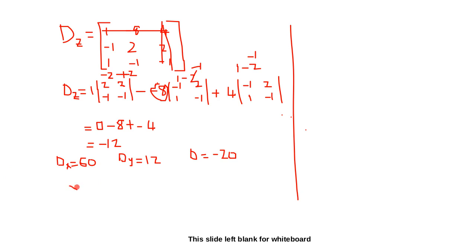So x is given by dx divided by d. So this will be equals to 60. Dx is 60 divided by negative 20. So what will that give us if you divide? What is the quotient? 60 divided by negative 20.